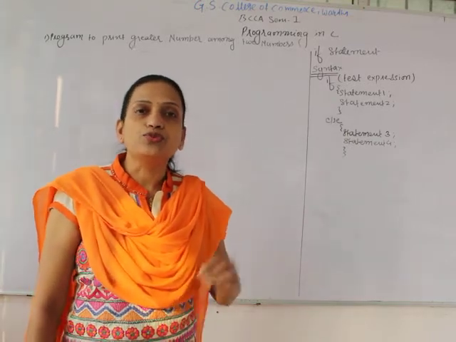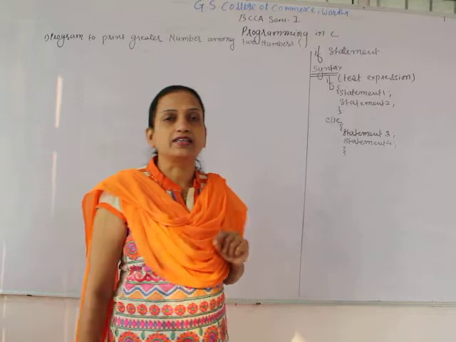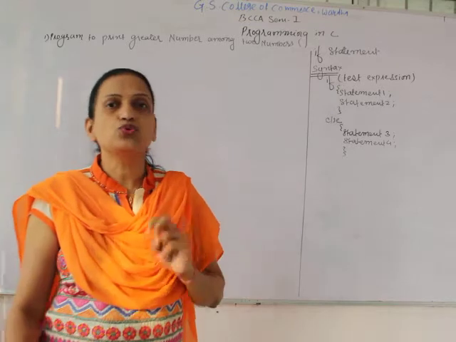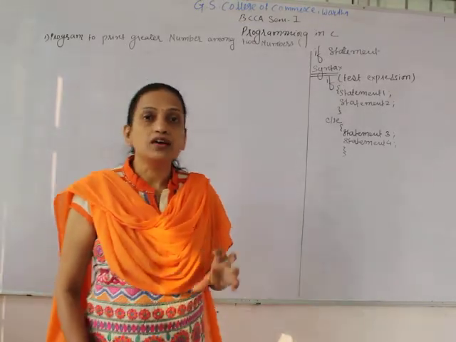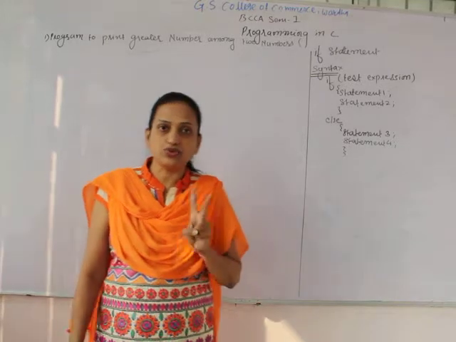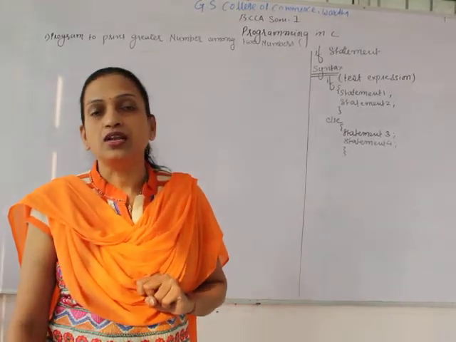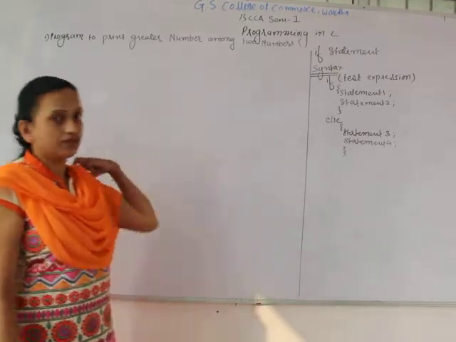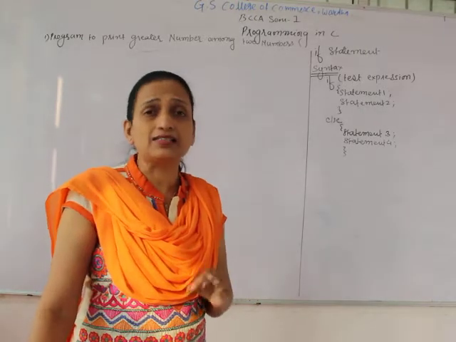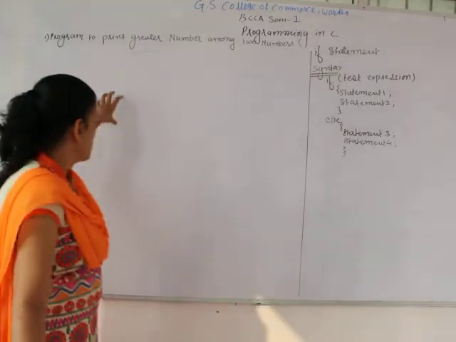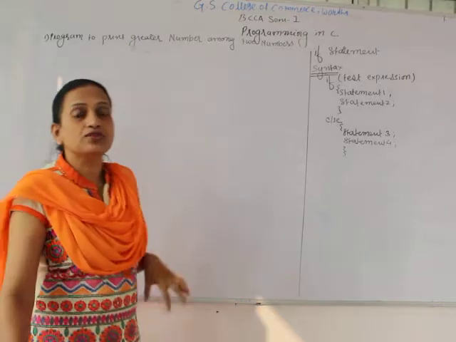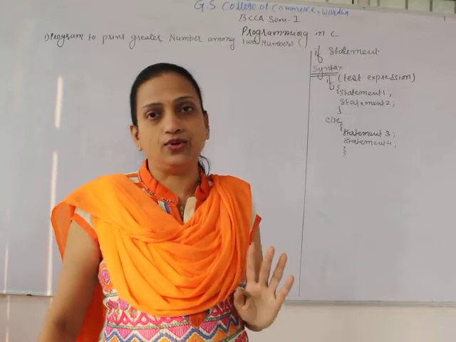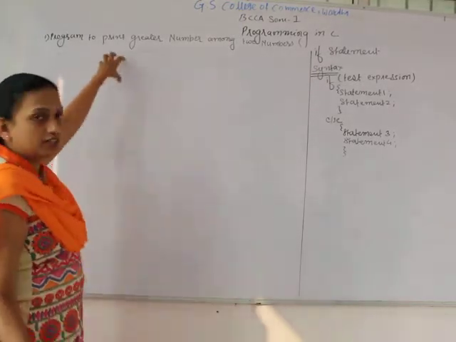Now today I am going to explain one more example, and that example is a program to print the greater number among two numbers. Here you have to input any two numbers and the output will be the greater number among those two numbers. In this lecture, for this program I am going to teach you the algorithm, then the flowchart, and then the coding. So the algorithm for this program is as follows.